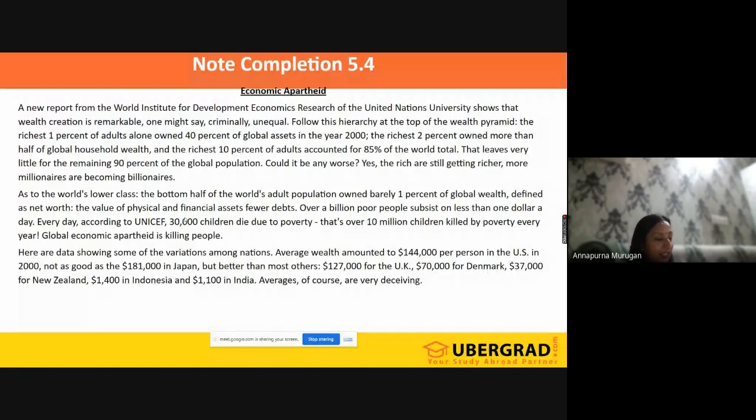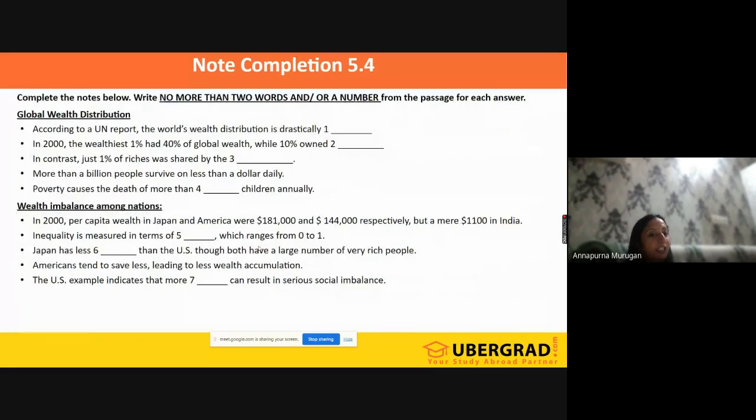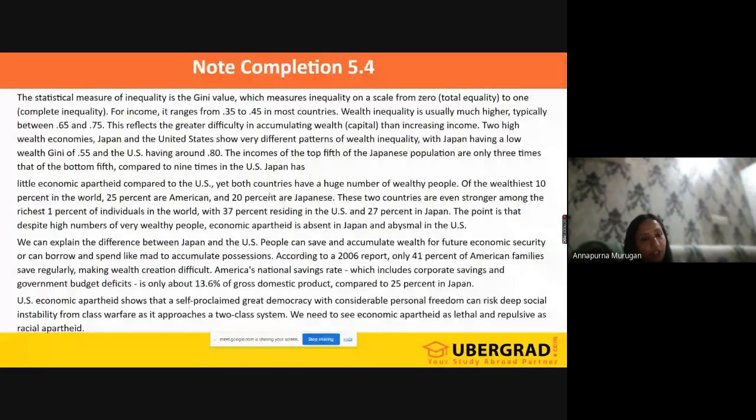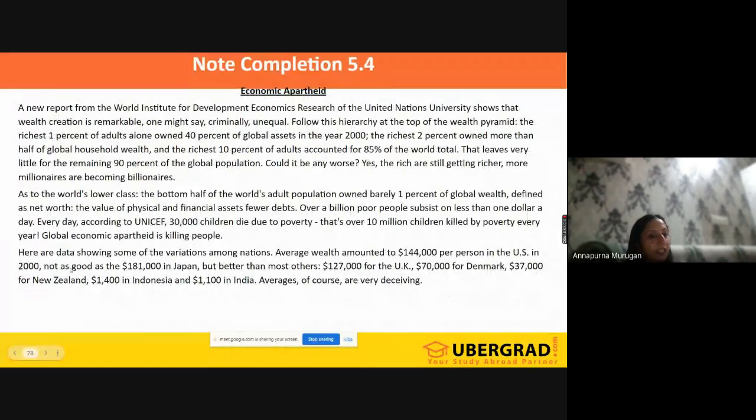Every day, this many children. But annually, how much? 10 million. Isn't it? Because they are asking for annually. Annually means what? Yearly. So yearly in the sense what? We need to check for the yearly only. We are not supposed to check for this one. This is per day. Per day, 30,000. But yearly it is 10 million. So what is the answer here? 10 million. If you just write 10M, it is wrong. It should be 10 million.